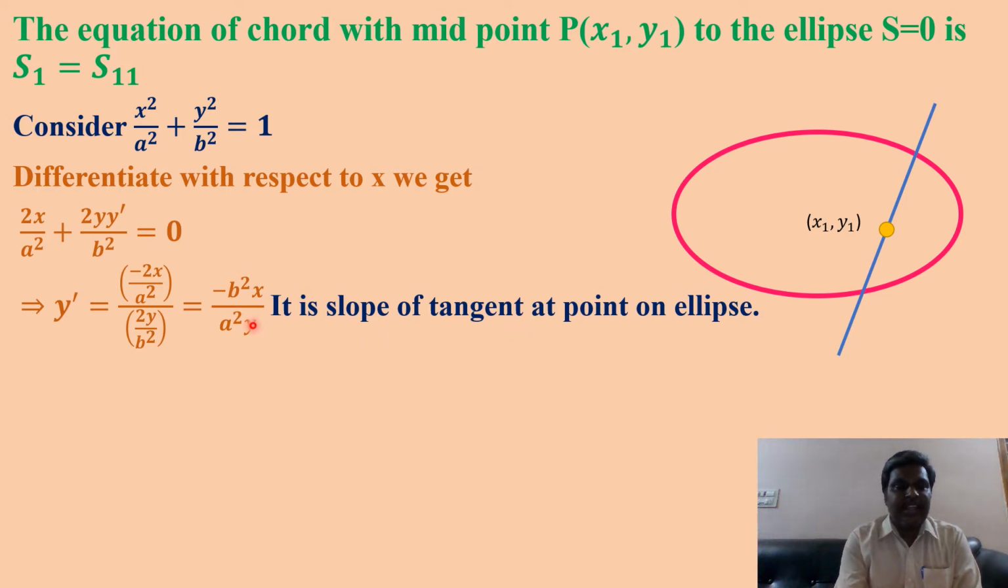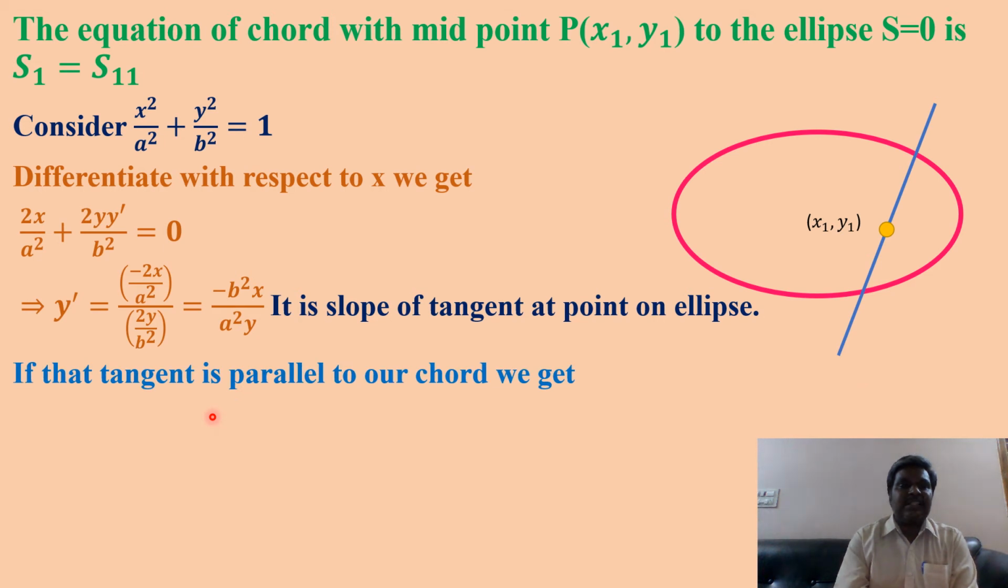If the tangent is parallel to my line, then I just substitute the x1 comma y1 here itself, that becomes the slope of tangent. Slope of the tangent is equal to the slope of my chord. So if the tangent is parallel to our chord, we get slope of the required line is minus b square x1 by a square y1. This is the slope of the chord having the midpoint at x1 comma y1.